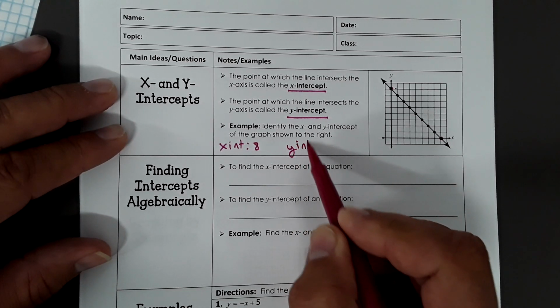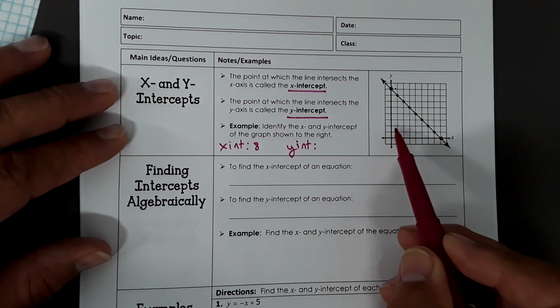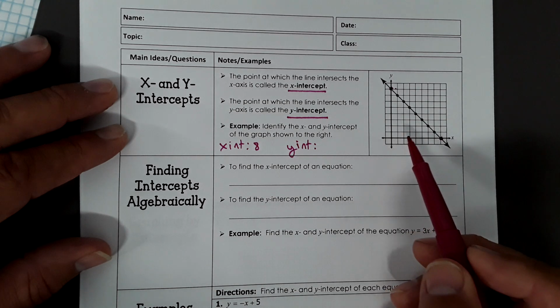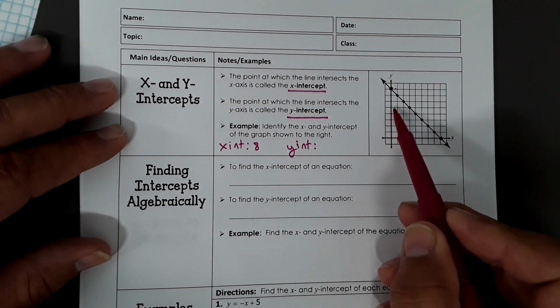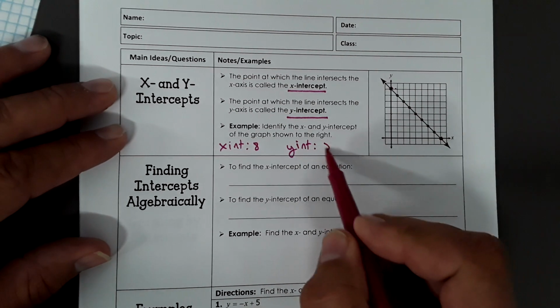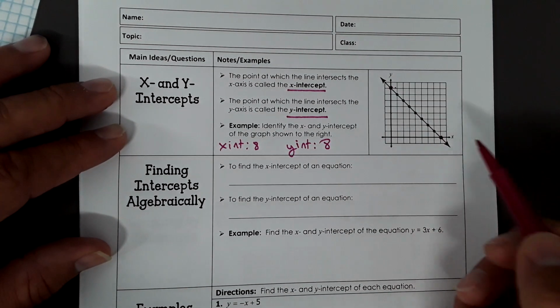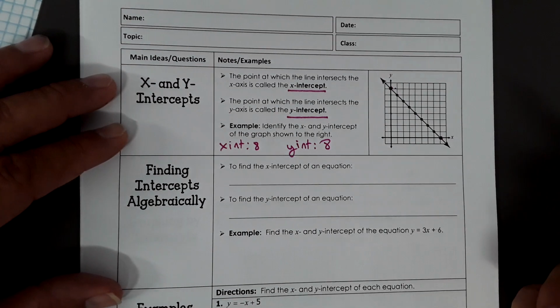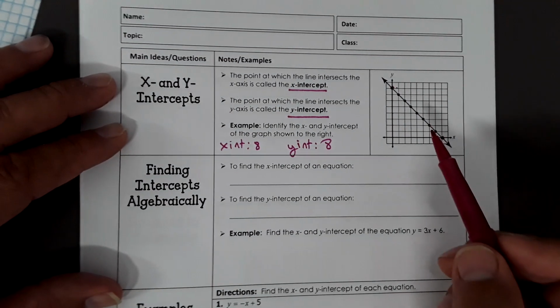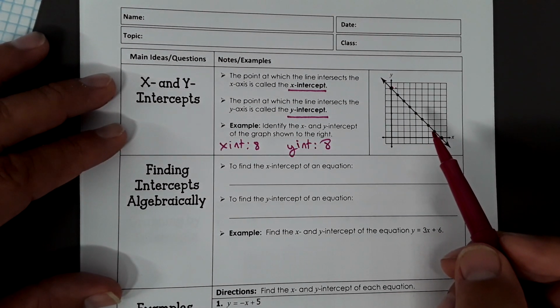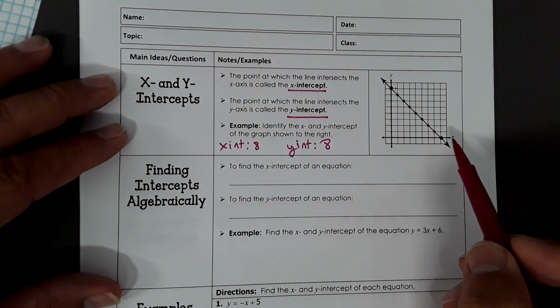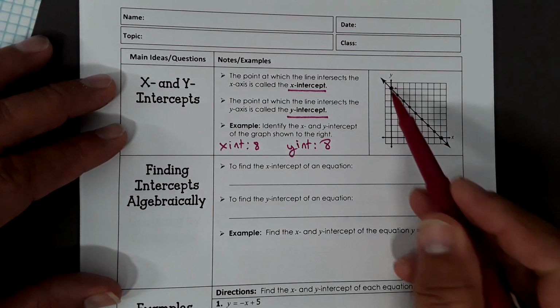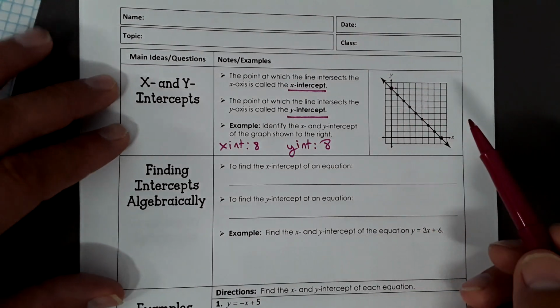And the y-intercept, 1, 2, 3, 4, 5, 6, 7, 8, would also be at 8 for this particular graph. Okay, so if you're given a graph, all you have to do is visually look to see where the line crosses the x-axis, that would be the x-intercept. Visually look to see where it crosses the y-axis, and that would be the y-intercept.